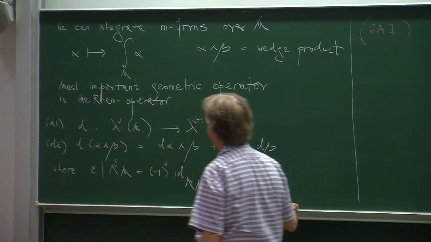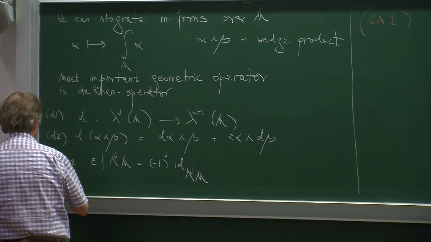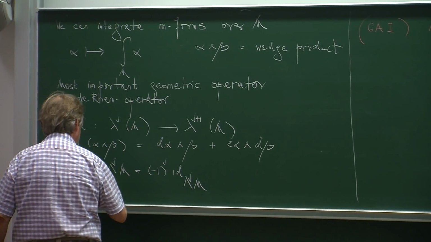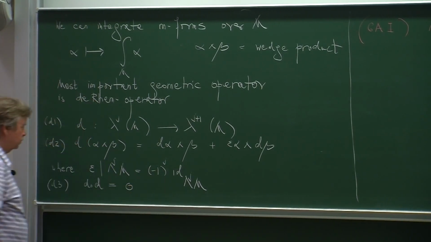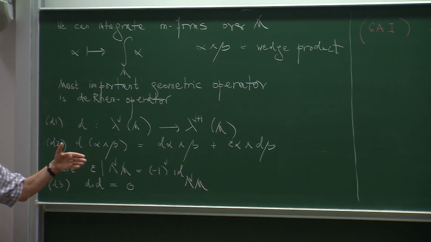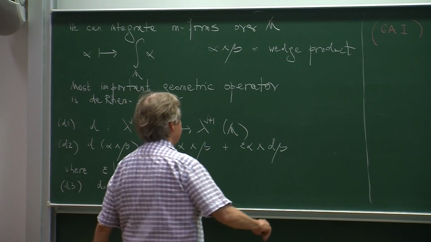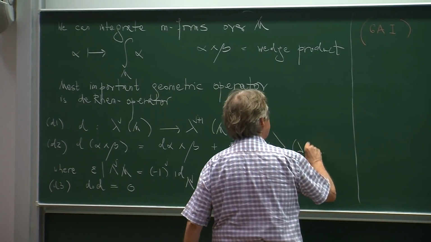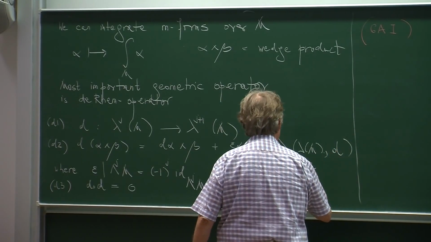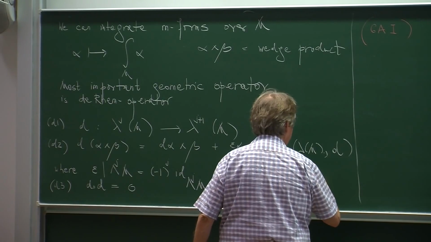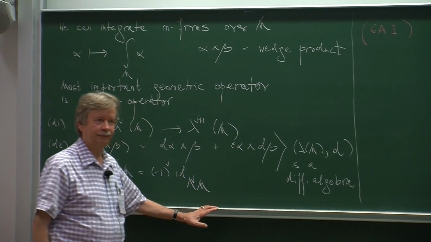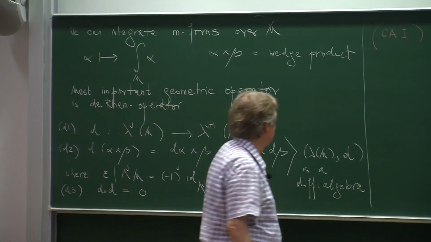And there's a third property, D3, extremely important. The square of d is equal to 0. This means this is a differential in the sense of topology. So lambda m with d is actually a differential algebra. And it has cohomology, which is defined formally by these properties.